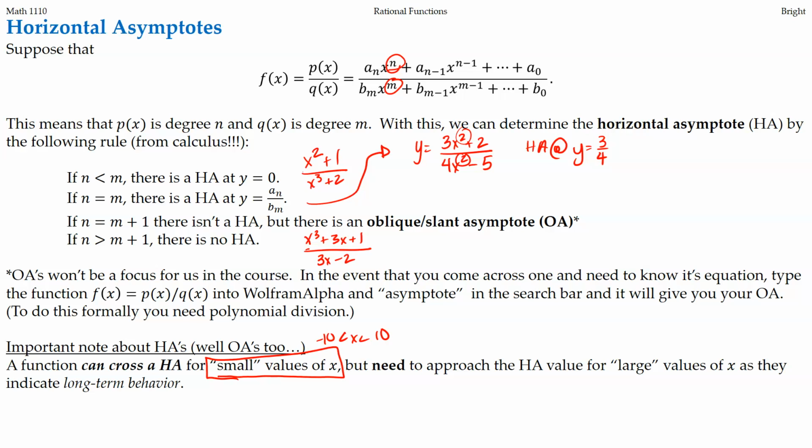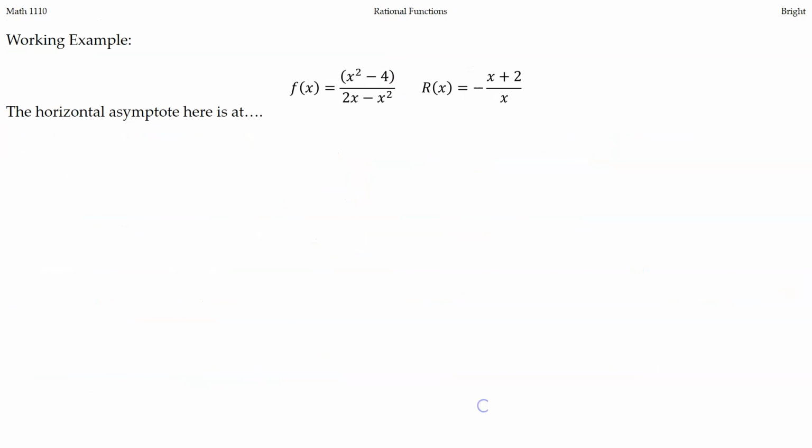Moving on, we want to be able to do this. Here's our working example. Let's find the horizontal asymptote. If I look at this, the numerator here is degree 2, so I'm going to have an HA at the ratio of their leading coefficients, so 1 over negative 1 in the denominator, or negative 1.